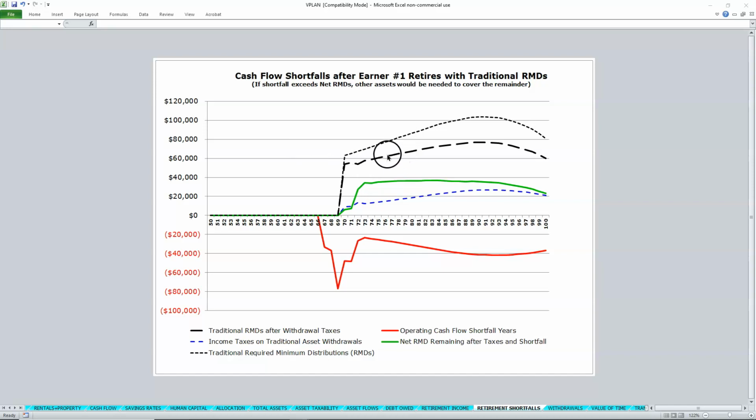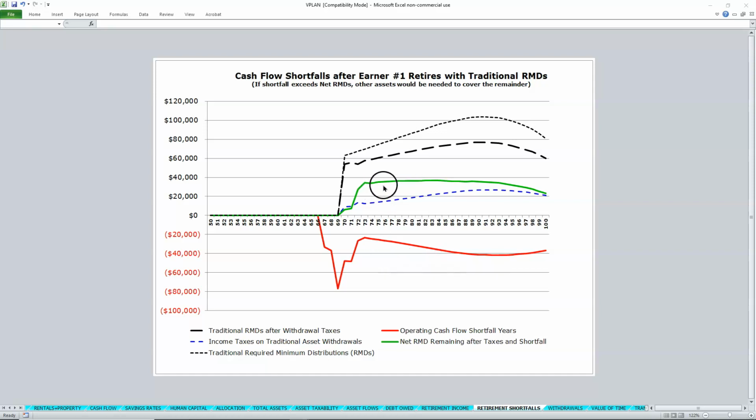And therefore this long dash line is this short dash line with the taxes subtracted from it to get this as the net. And then to summarize all of this projection data, this solid green line is the difference between the required minimum distributions and the operating cash flow here.